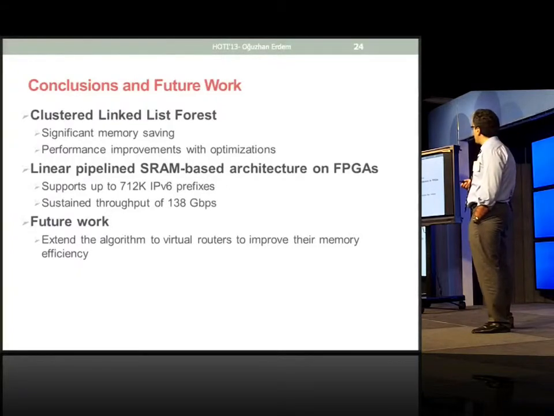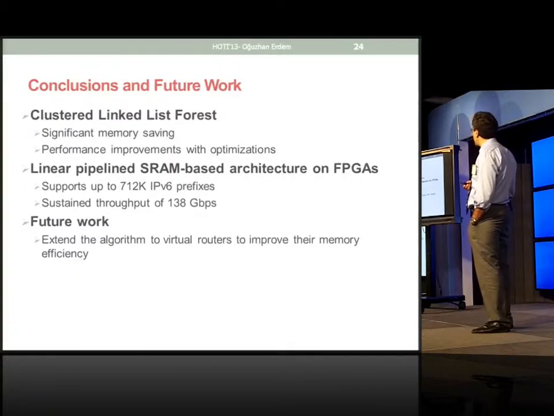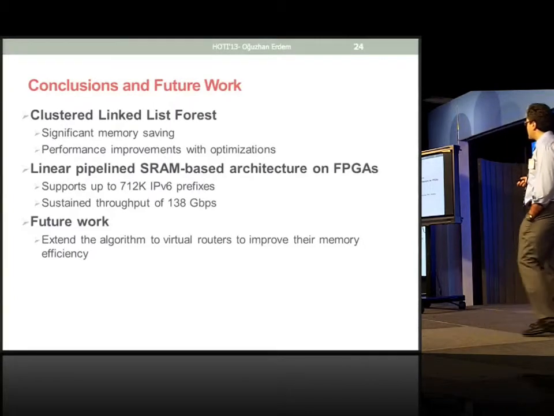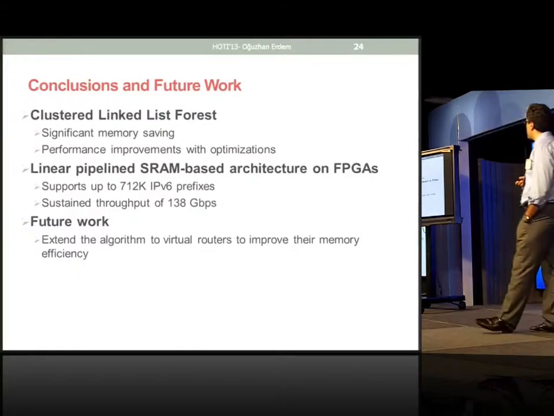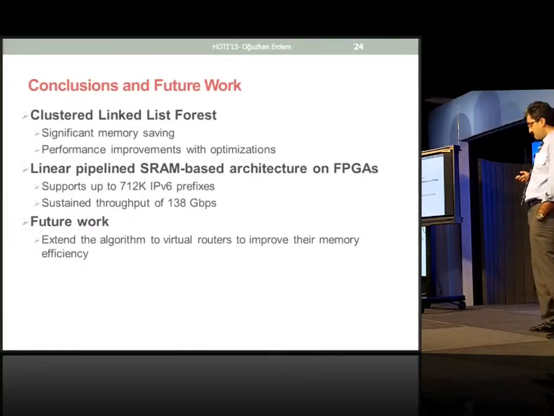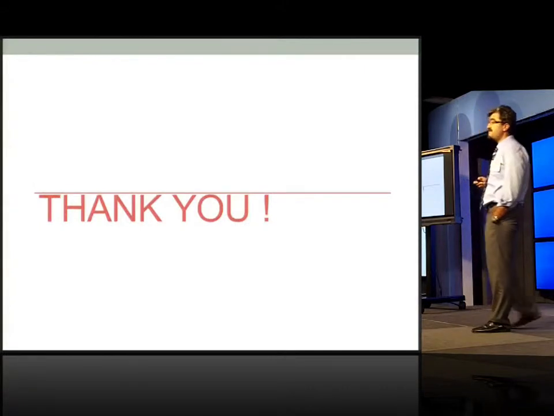In this work, we proposed a clustered linked list forest data structure that achieves significant memory saving, and the performance of the design can be improved with several optimizations. We also propose a linear SRAM-based pipelined architecture on FPGAs that supports 700 IPv6 prefixes on a single device and can achieve a throughput of 138 gigabits. In future work, we plan to extend our algorithm to support virtual routers. Thank you.